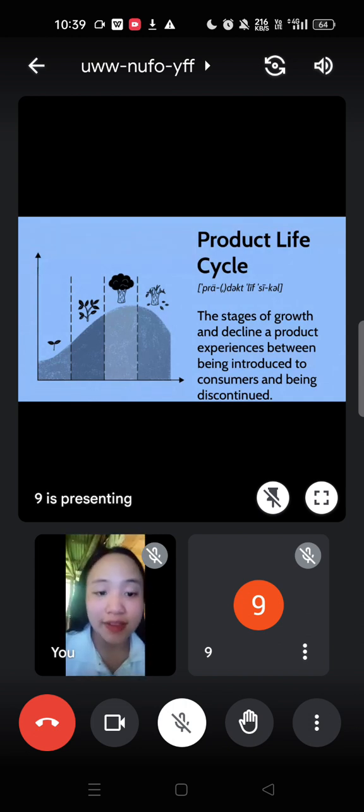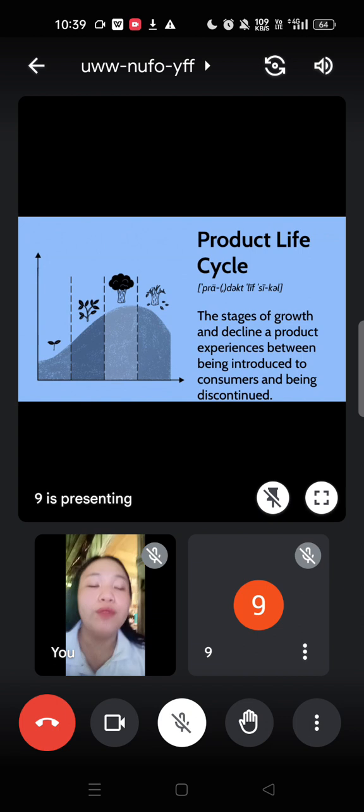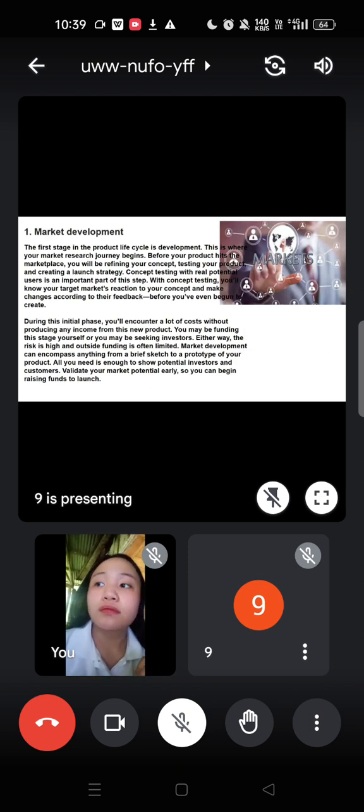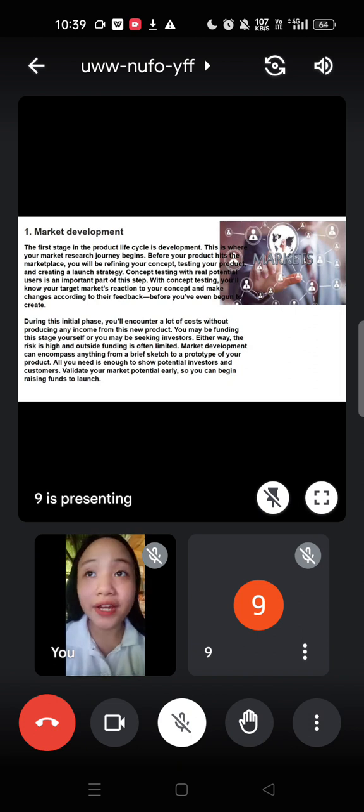Product cycle: the stages of growth and decline a product experiences between being introduced to consumers and being discontinued. So here are the five stages of the product life cycle. Number 1 is market development.